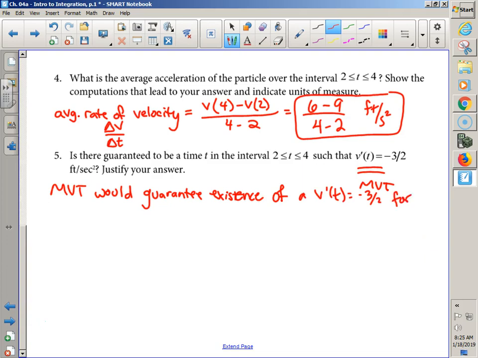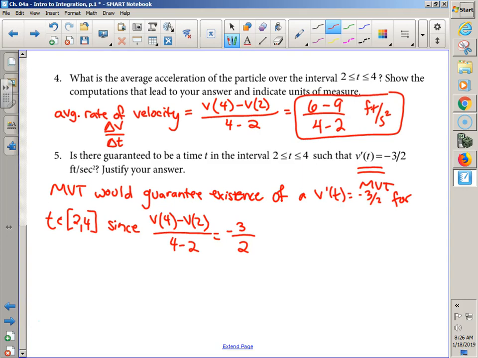But why -3/2? What's the big deal about that? Did anybody figure that out? Instantaneous rate would have to be the average rate. And what's the average rate on this interval? What's v of 4 minus v of 2? Wait, didn't we just find this up above? You actually simplified, the average is negative 3/2. So MVT would guarantee that.